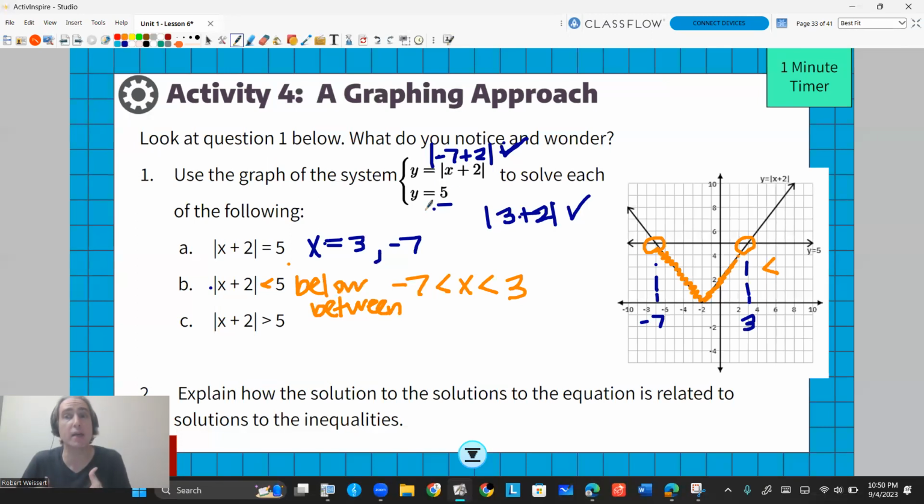So it has to be numbers like -6, -5, -4, -3, -2, -1, 0, 1, 2, but not 3. So it has to be between those two numbers. Now, look at the last one.